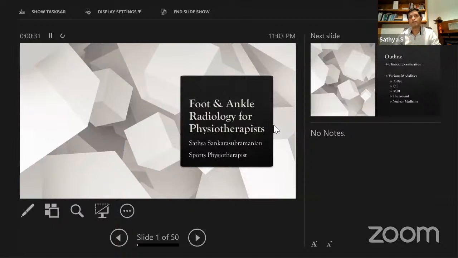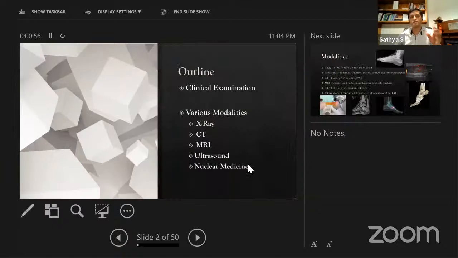I thought of giving you a brief outline of how important imaging is for physiotherapists. My areas of special interest are foot and ankle imaging and foot and ankle management, as well as sports, post injuries and post operative areas. So today's outline is that we must understand the whole clinical examination, how much we have done to understand what foot and ankle problems we are dealing with, how many areas we have to assess, and what we need to do further.